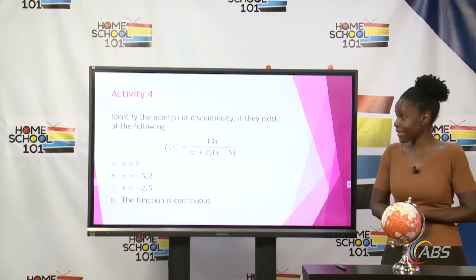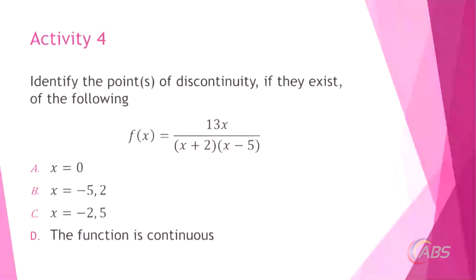And the final example for you to attempt, it states identify the point or points of discontinuity if they exist of the following. So we're given f of x is equal to 13x divided by x plus 2 times x minus 5. And the options are here, A, B, C, and D. Determine which of these is the correct option.